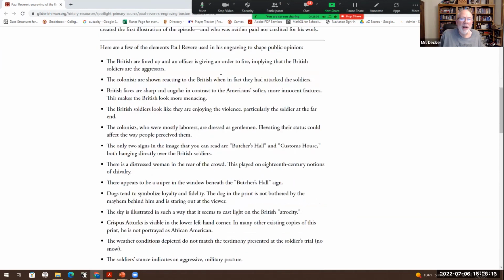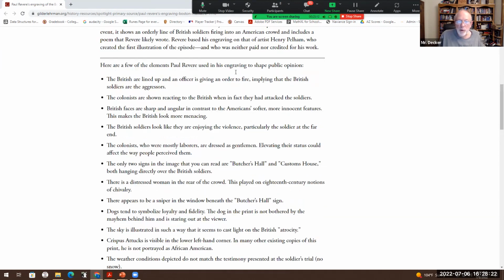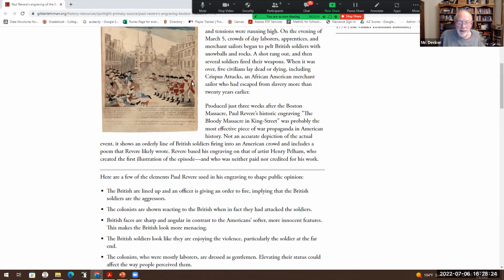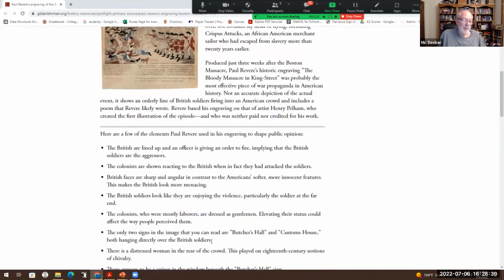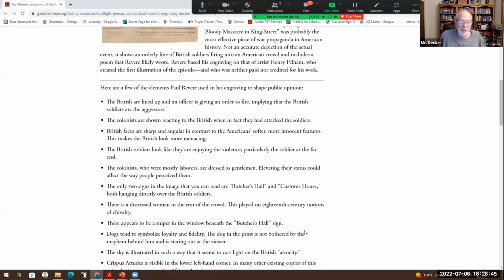Some things to remember: what Paul Revere used in his engraving to shape public opinion. The British are lined up. An officer is giving an order to fire. That would be this one right here, implying the British soldiers are the aggressors. Colonists are shown reacting to the British when in fact they had attacked the soldiers. British faces are sharp and angular. In contrast, the Americans have softer, more innocent features. The colonists, who are mostly laborers, are dressed as gentlemen. Elevating their status could affect the way people perceive them.